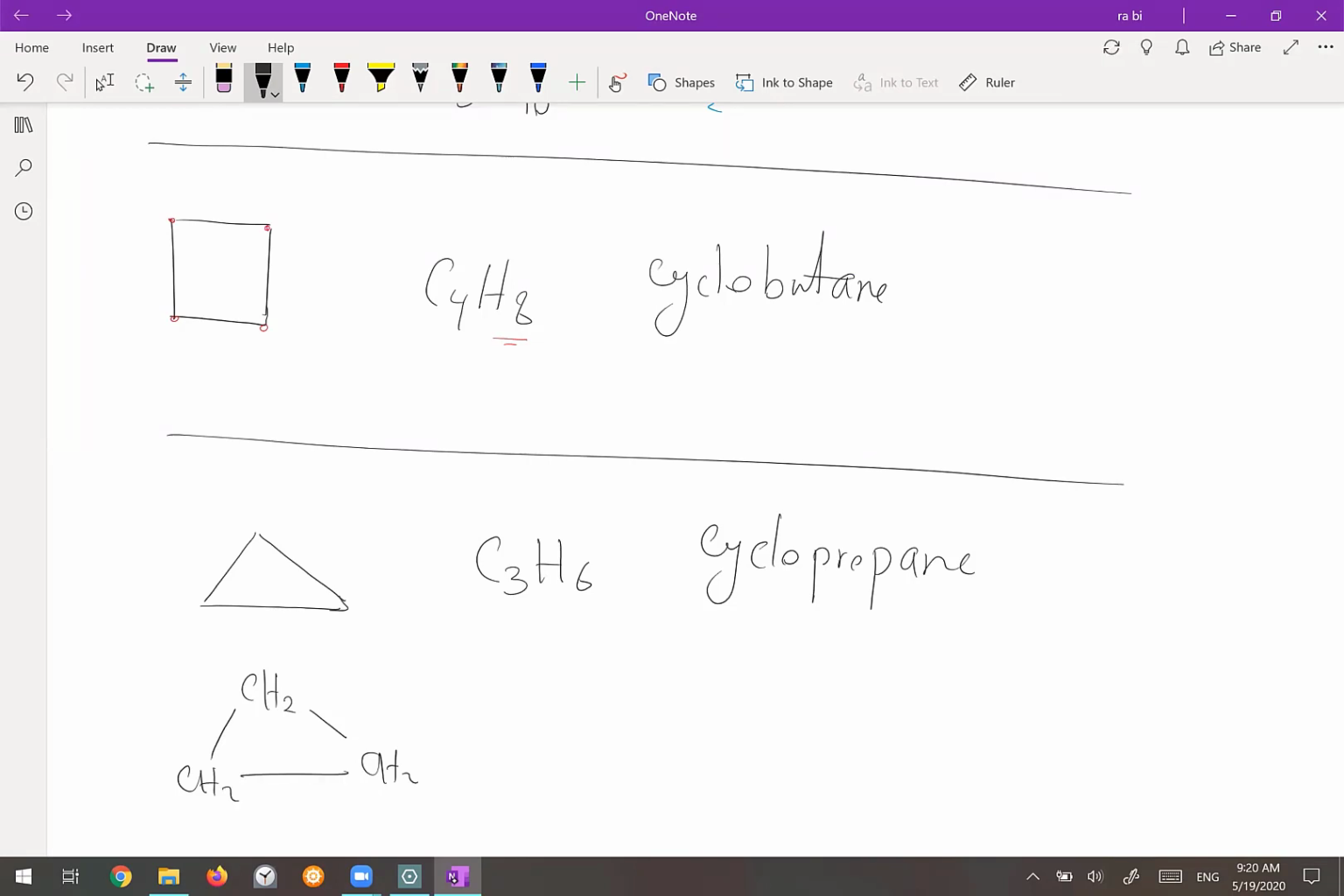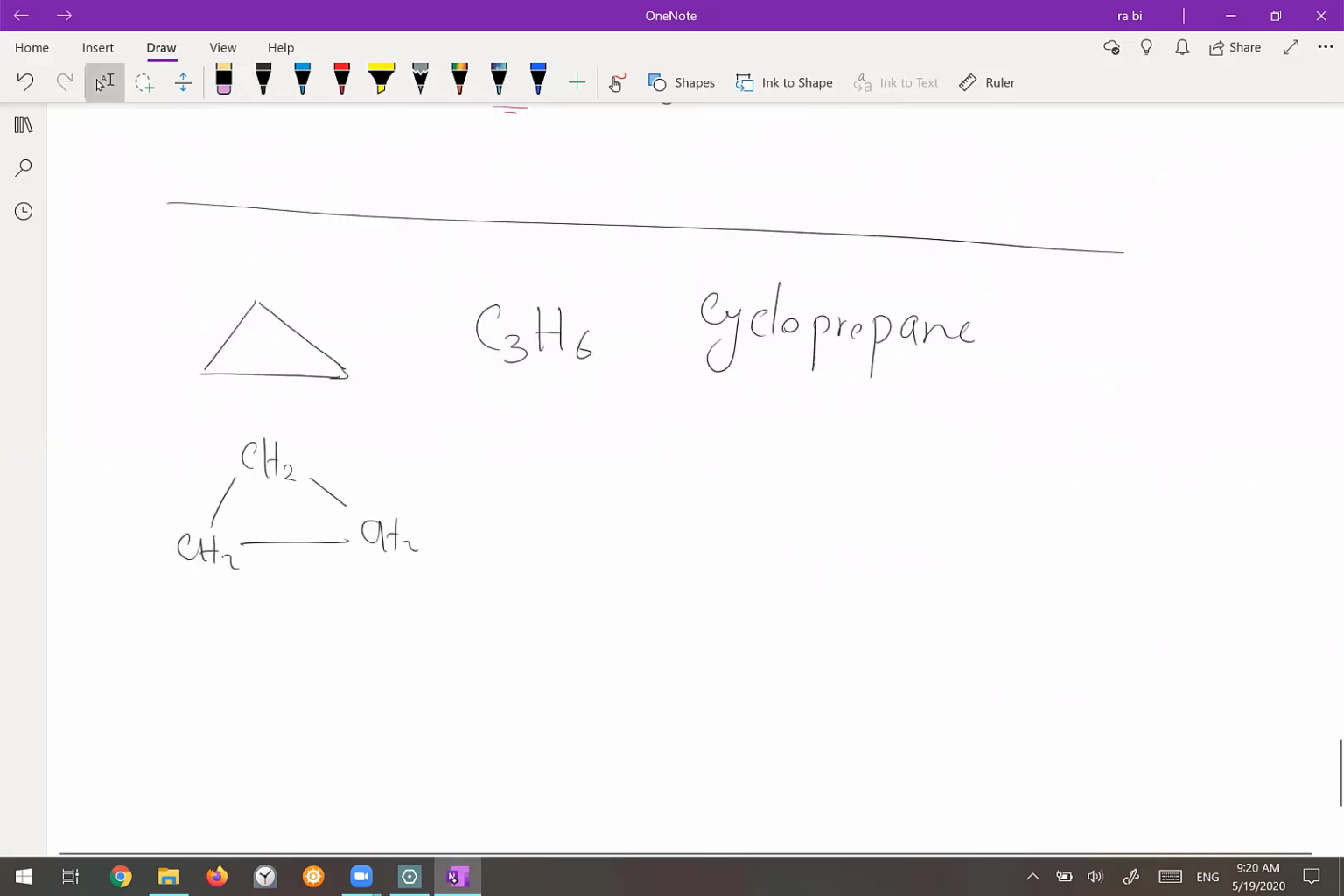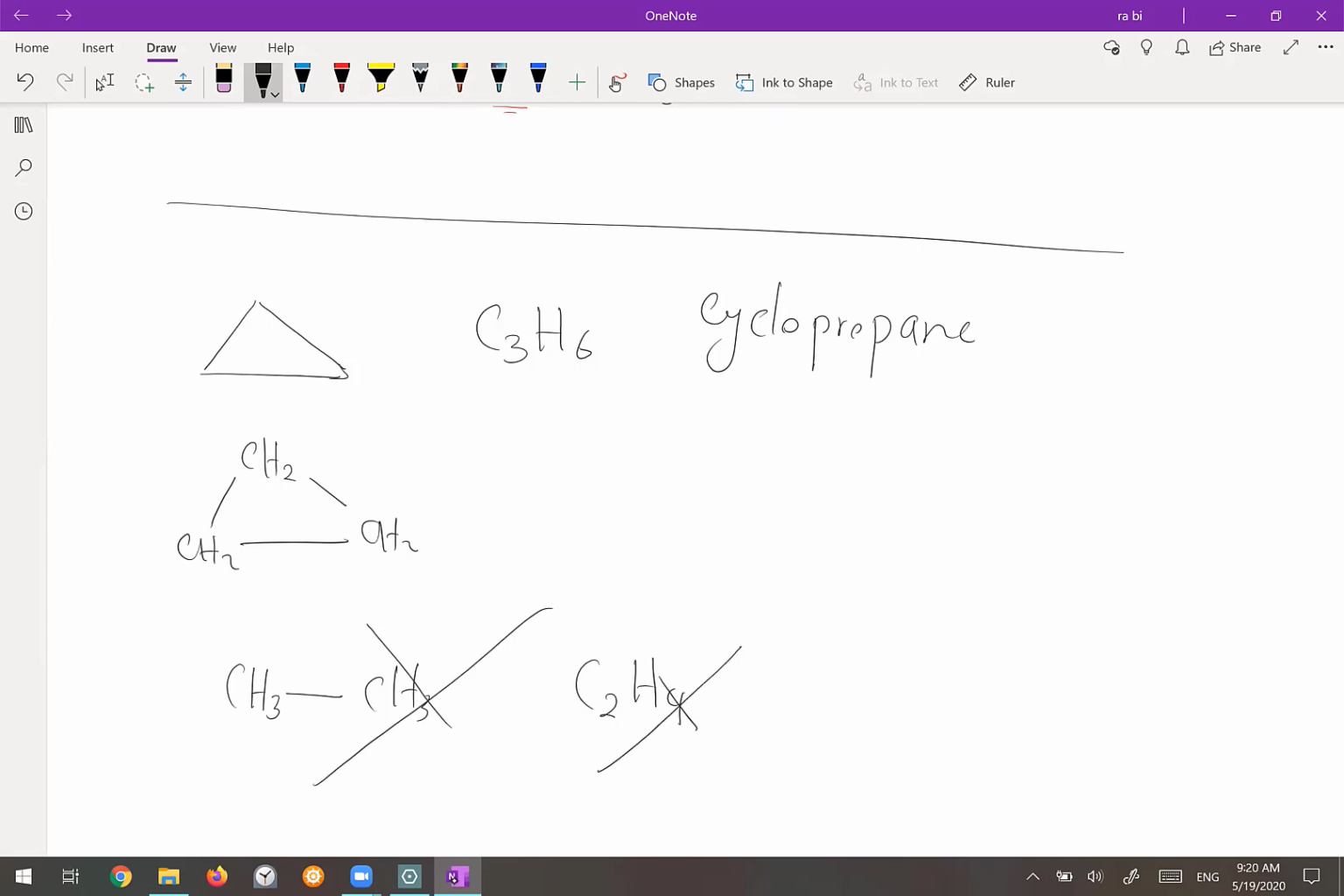So this is cyclopropane. But we cannot have a cycloalkane with 2 carbons, because if there are only 2 carbons, they cannot form the ring structure. Okay, so we don't have C2H4. So the smallest member of the cycloalkanes has 3 carbons. So this is the smallest member of the cycloalkane.